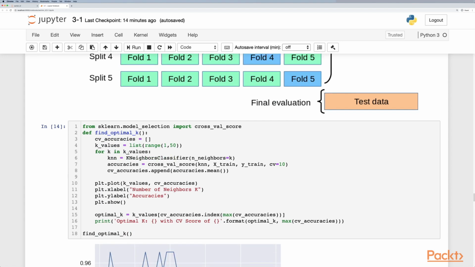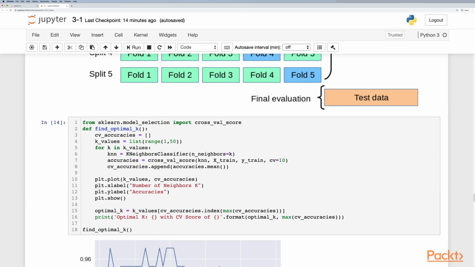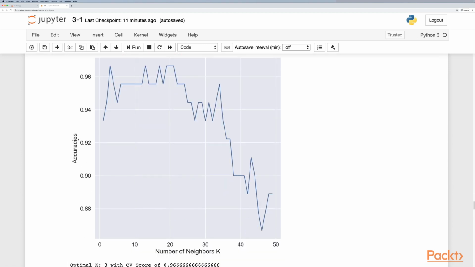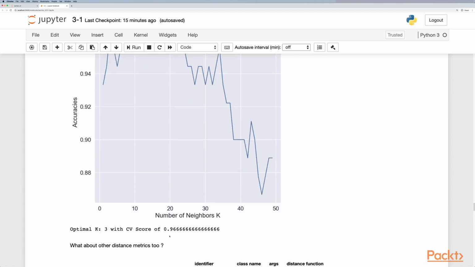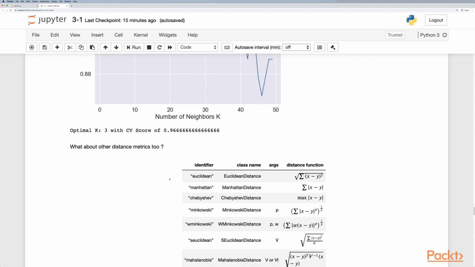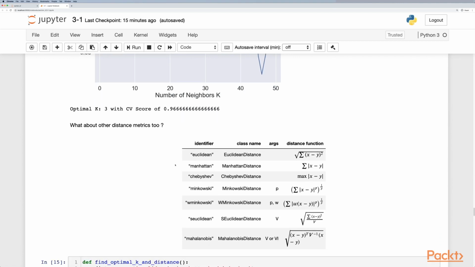Now, we'll be trying to work out the optimal value of k. And this array or list here, we can also plot as well. The higher the accuracy, the better. When we take the argmax of this, the best k is 3, and we get a cross-validation score of about 96%.